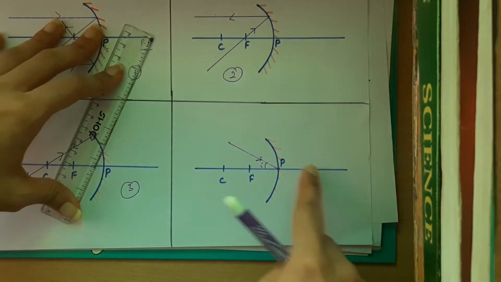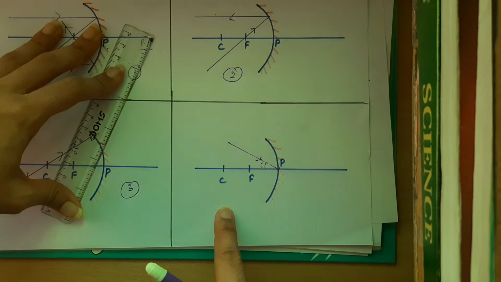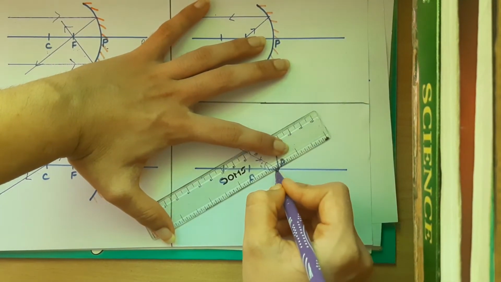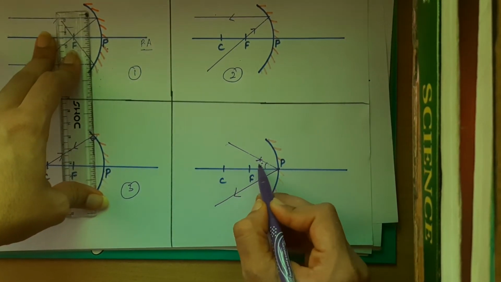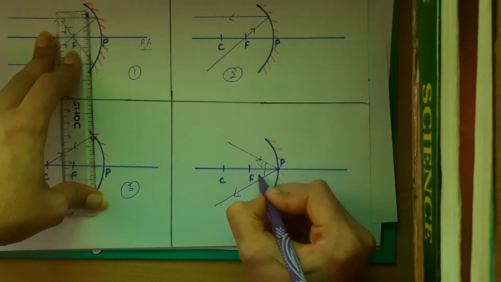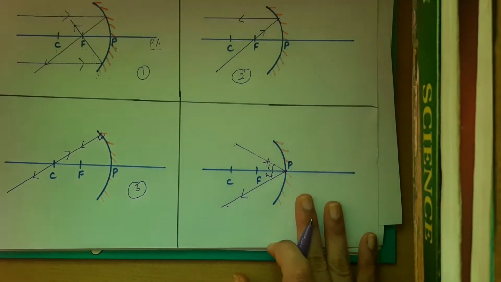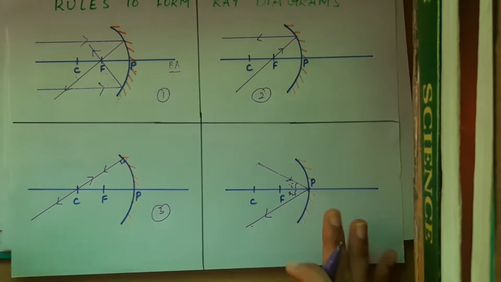You know that if the light comes obliquely to any surface, it reflects back with the same angle as the angle of incidence, right? So it will reflect back like this. Just see my arrows here. The light is coming from here and it is reflecting back here. So this is angle R. This is rule number 4 for the formation of ray diagrams. So all these are the rules, and now we will move on to the formation of ray diagrams.